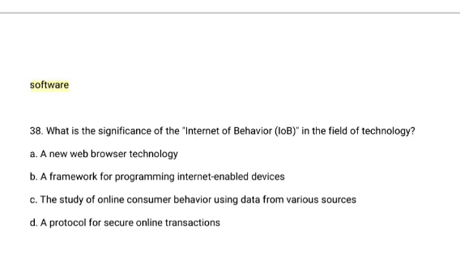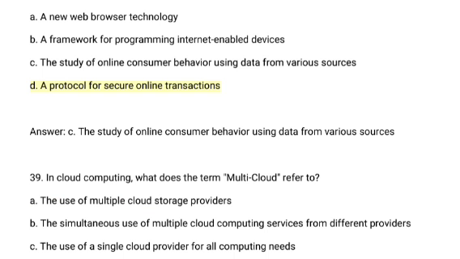38. What is the significance of the Internet of Behavior (IOB) in the field of technology? A. A new web browser technology. B. A framework for programming internet-enabled devices. C. The study of online consumer behavior using data from various sources. D. A protocol for secure online transactions. Answer. C. The study of online consumer behavior using data from various sources.